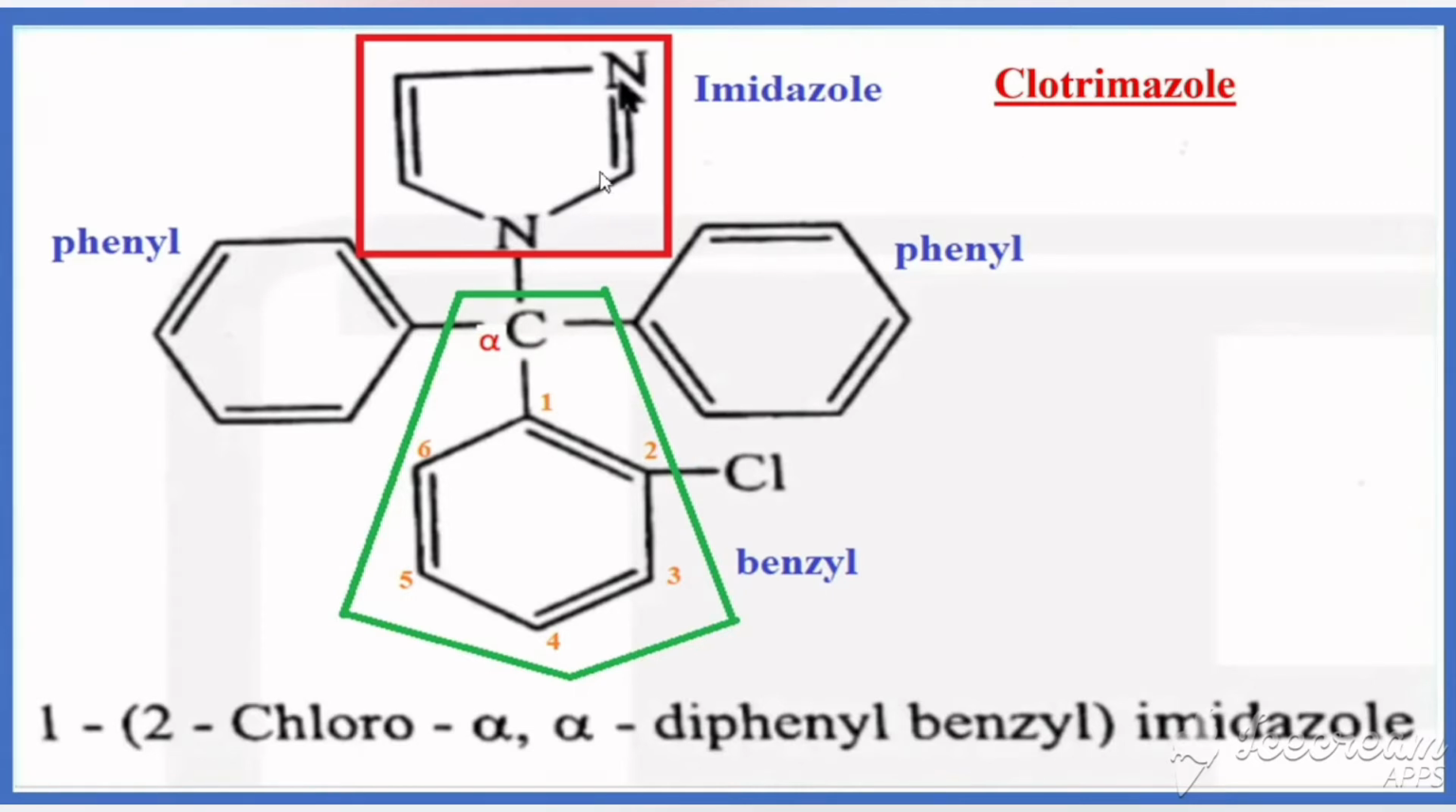Or we can tell it as, we have an imidazole, that is the basic one. With the first nitrogen of imidazole, we are connecting the alpha carbon of benzyl. What is benzyl? C6H5CH2, that is called benzyl. This carbon can be called the alpha carbon, and the same alpha carbon is having 2 phenyl rings, and the second position of that benzyl is having chlorine. So that is the structure for clotrimazole. The first position of imidazole is connected with the alpha carbon of benzyl, and the same alpha carbon has 2 phenyl rings, and it has chlorine in the second position.